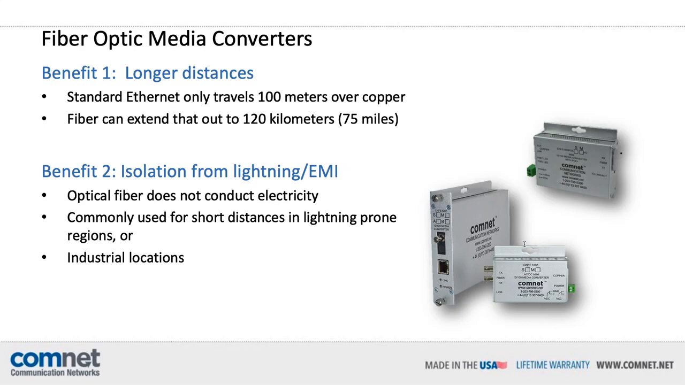The second most common reason for using a fiber optic media converter is to isolate the devices in an outside location from lightning or other electromagnetic interference. Optical fiber does not conduct electricity, so any lightning strike or EMI will be isolated to that location and not carry back to the head end. These are even often used for very short runs in lightning-prone regions or industrial locations.